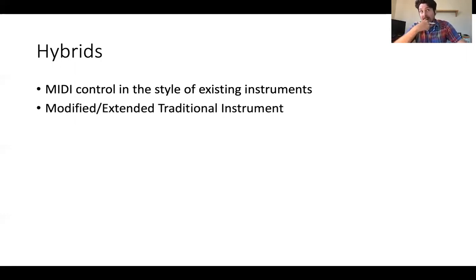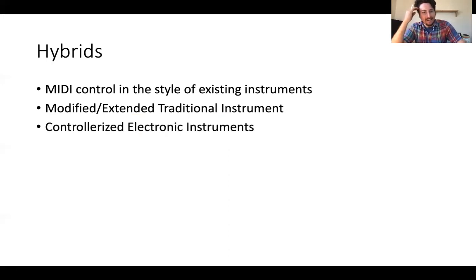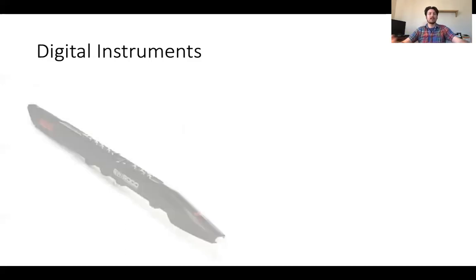We could modify or extend an existing instrument. The big example I use for this is the electric guitar with effects. And then there's the controllerized electronic instrument. That is, take an existing traditional or electronic instrument and wildly change it by adding custom circuits to it. So let's dig into some of the details here.